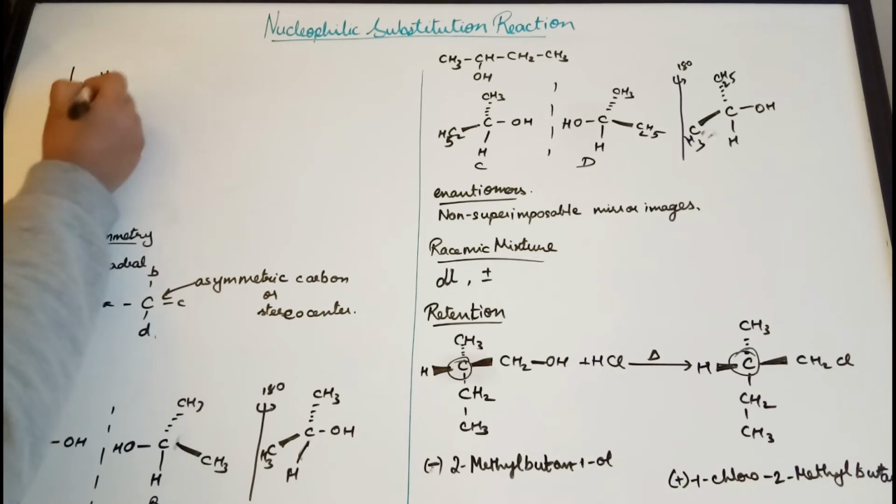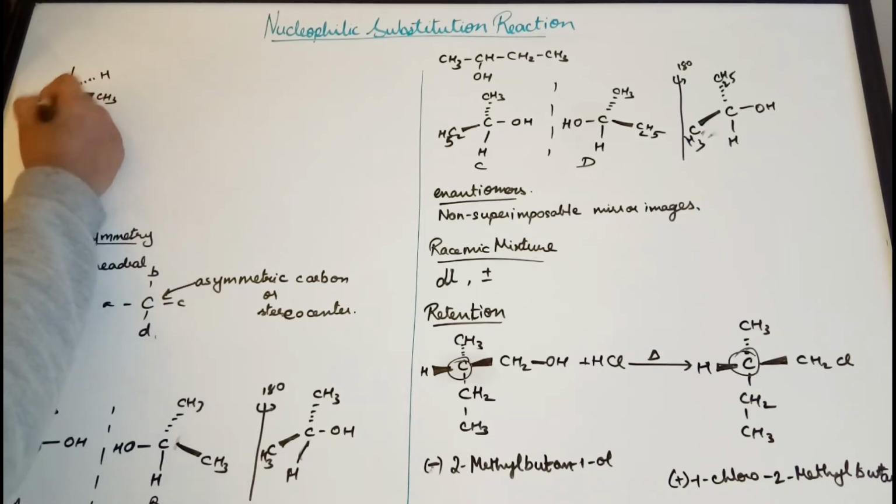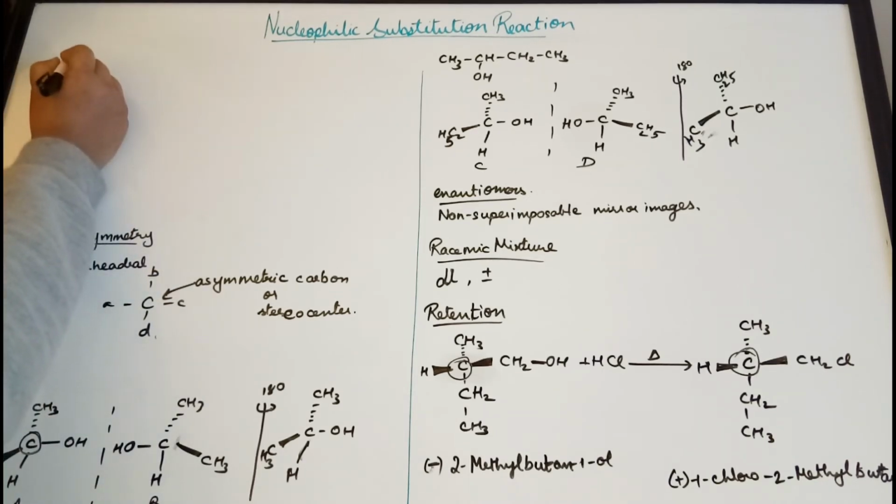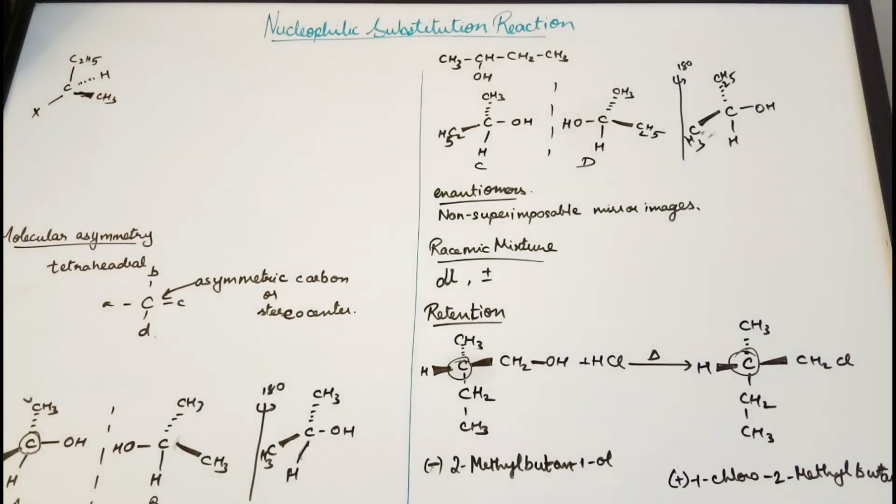So you have a CH3 and an X, and you have a C2H5. We are assuming this compound is undergoing a reaction. It's an alkyl halide. There are three things that can happen. Since the reaction has to take place at the stereo center, it's obvious there will be a change in configuration.